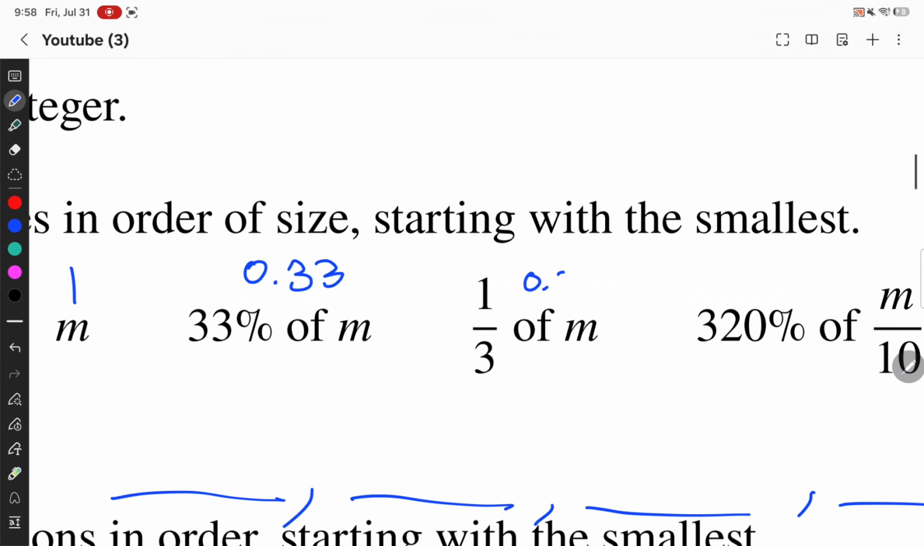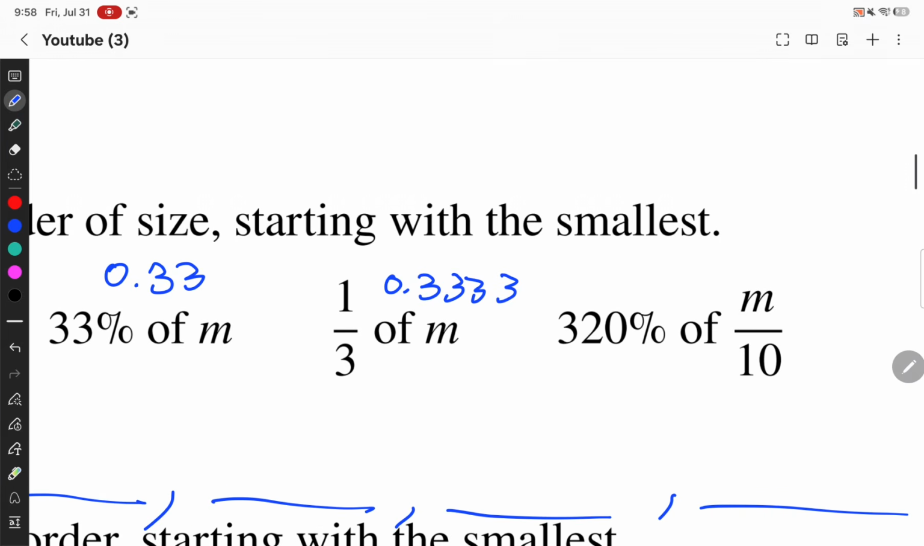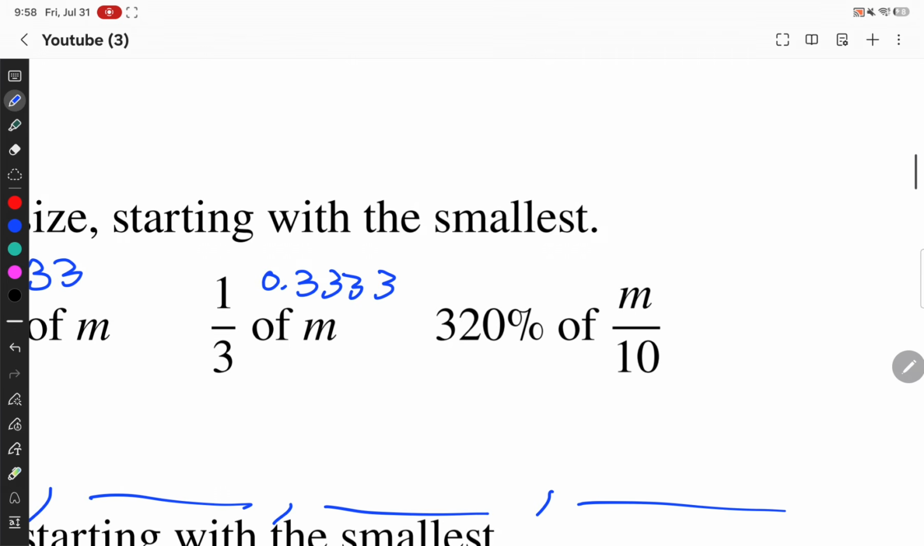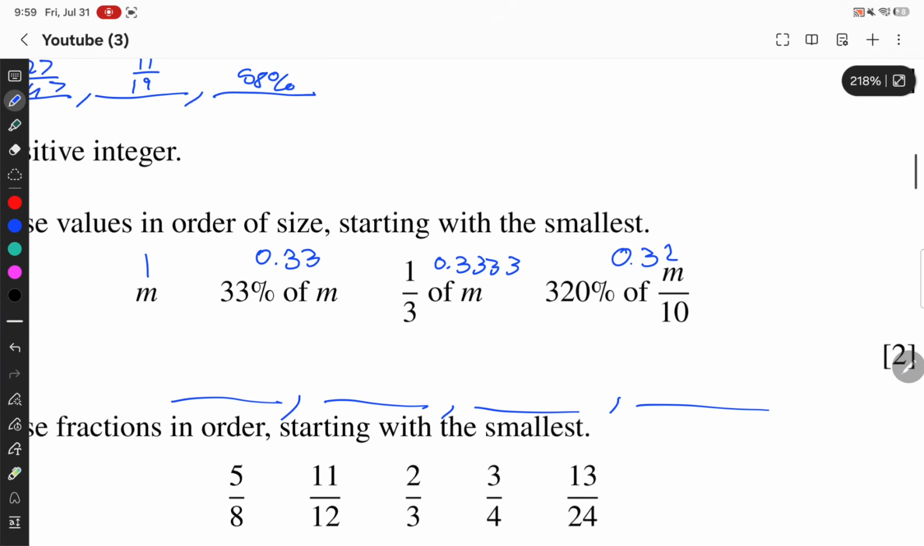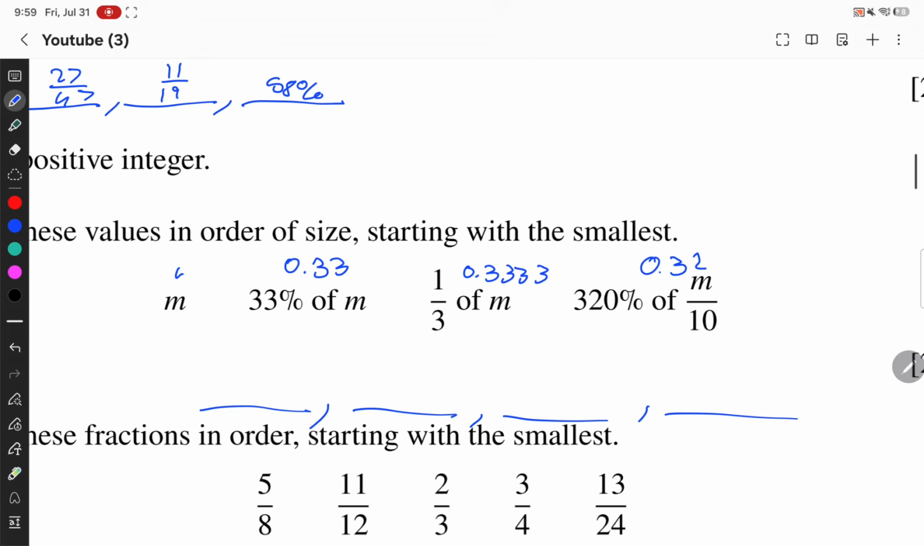1/3 of m, meaning 0.33333 times m times 1, meaning this number. 320% of 1 over a tenth, so 320 over 100 times 1 over a tenth is 0.32. What a nice number. All of them are obviously in terms of m, but since m is 1, like we stated earlier, we will just ignore it.